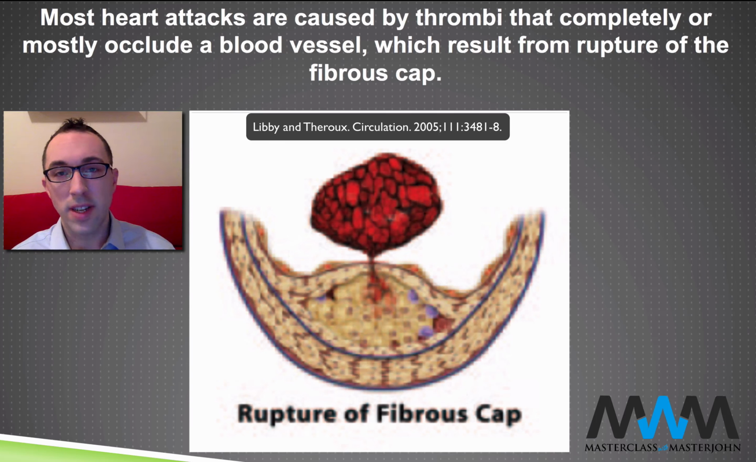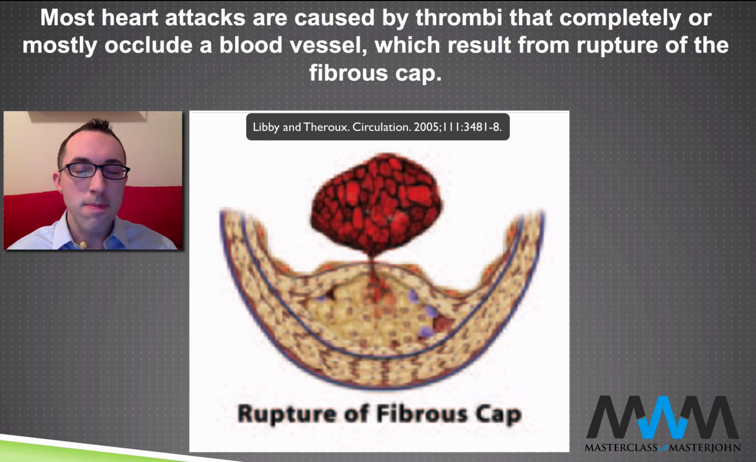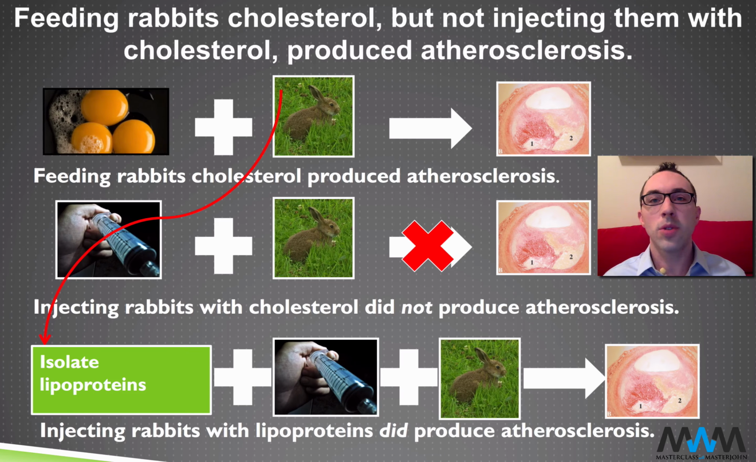If you have triple vessel disease, meaning all three coronary arteries are severely narrowed, that itself can cause a heart attack. But most of the time, the main thing that's causing a heart attack to happen is the rupture of the fibrous cap and the formation of a thrombus. So the question becomes, what's causing the accumulation of the plaque and eventually causing the plaque to rupture?